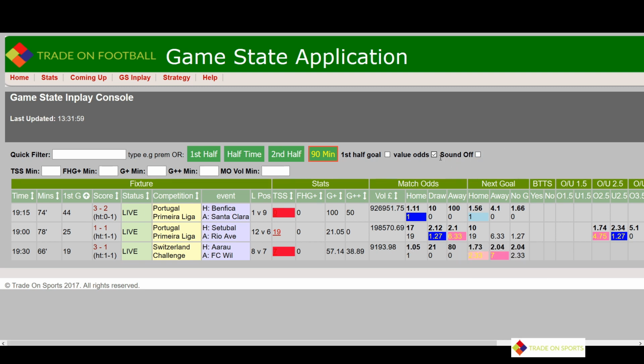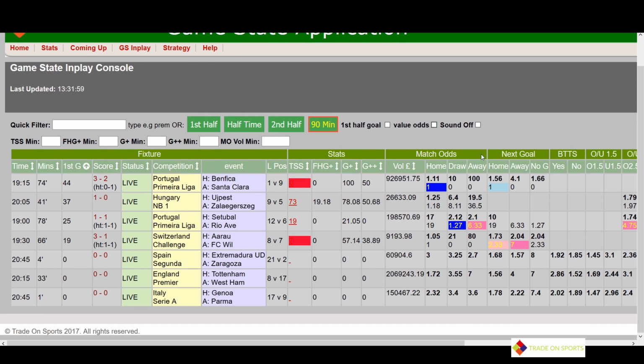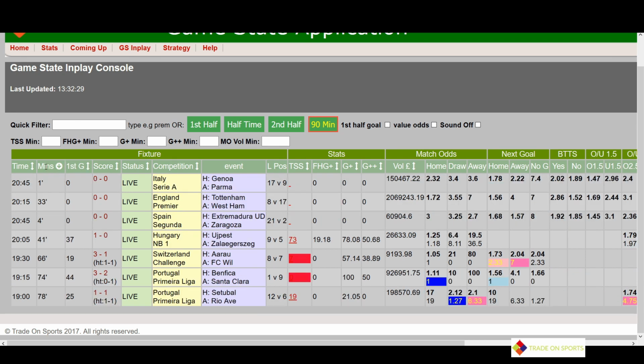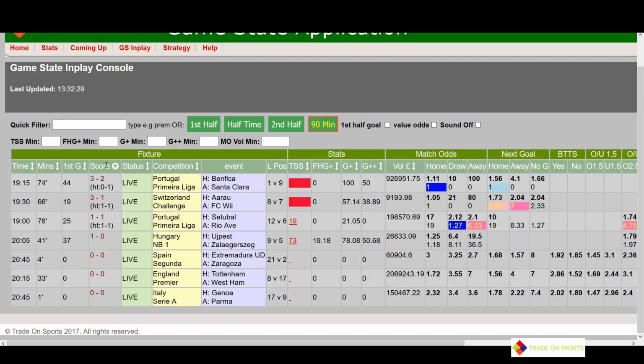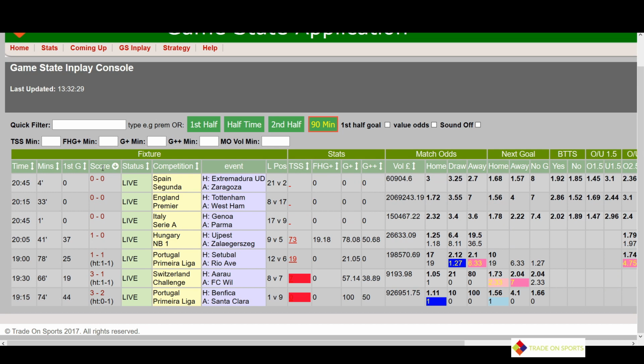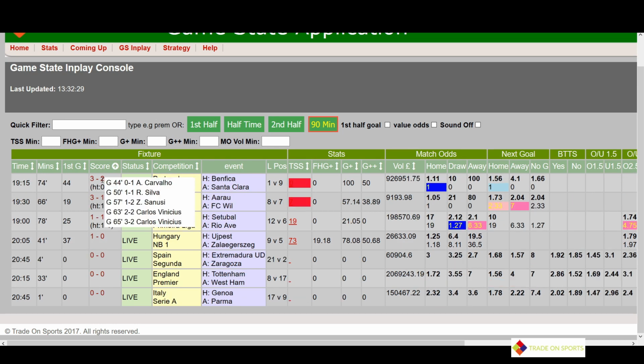Okay, so we switch value odds off now, and we've gone back to our full status of games. Now we work along the left-hand side, and some obvious tabs here. We've got the time of the match, the minutes played, and that can be sorted in ascending and descending order. The time of the first goal, the score in the match now, which also can be sorted into ascending and descending numbers.